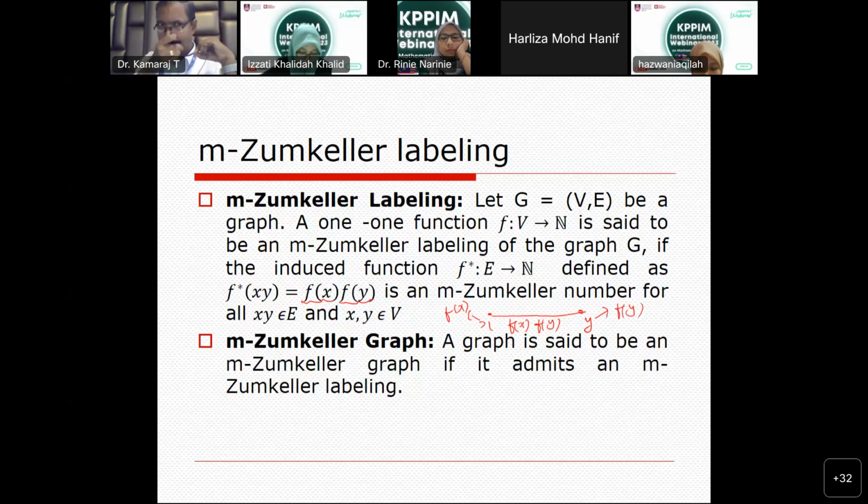Okay, like this we have, but this product should be an m Zumkeller number. Otherwise, we can't say it's an m Zumkeller labeling. So as a product, whatever number we are getting, this f of x into f of y, that answer should be an m Zumkeller number. Then we call this labeling itself an m Zumkeller labeling, and the graph which admits such a labeling we call an m Zumkeller graph.